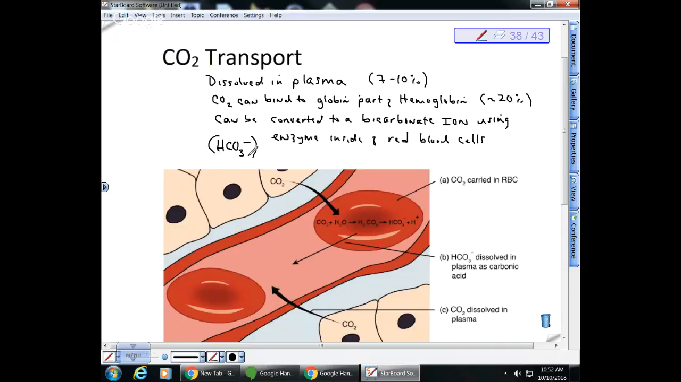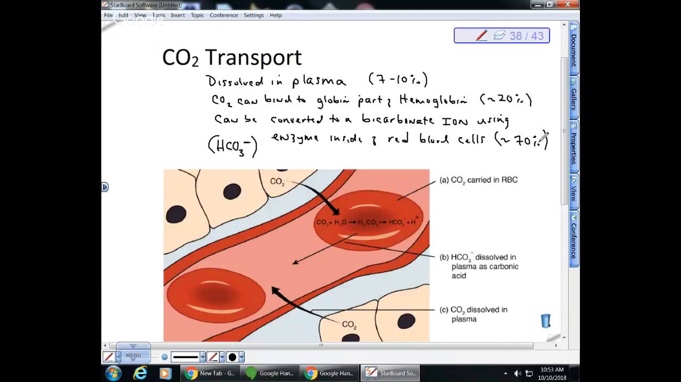But the thing about that is that it can be transported that way, but that's not the way that we breathe it out, right? It cannot diffuse out that way. So if it is in a bicarbonate form, it has to be converted back to CO2. So this chemical reaction has to go backwards to produce the gas that can diffuse across the plasma membranes of cells. This would be about 70%. So most of it is converted to bicarbonate ions.